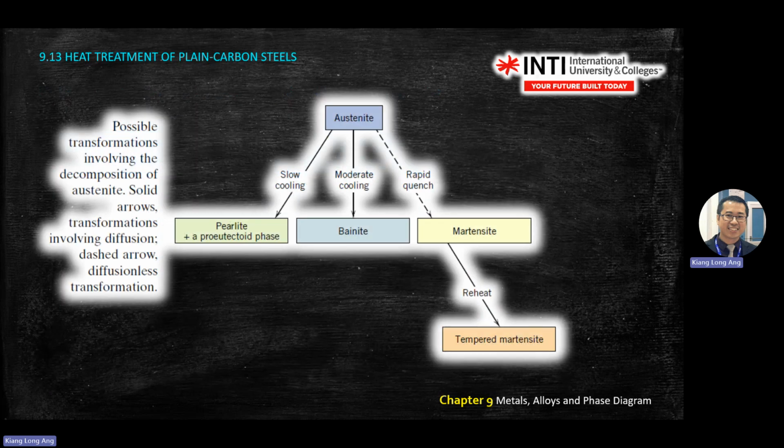So this is a summary of heat treatment. From austenite, you can form pearlite, bainite, and martensite. It depends on how quickly you cool them. If you cool slowly, you get this one, which we learned previously. Moderate cooling, you get this one. Rapid quench, you get this one. And if you reheat it, you get tempered steel.